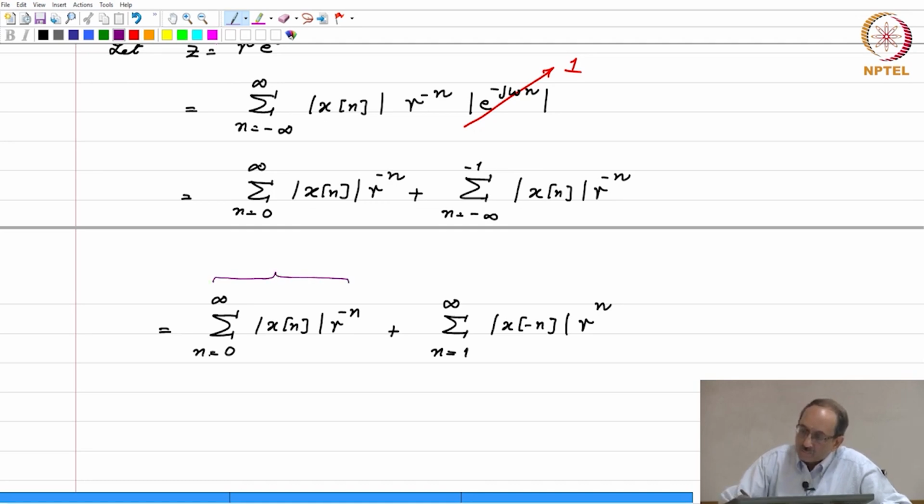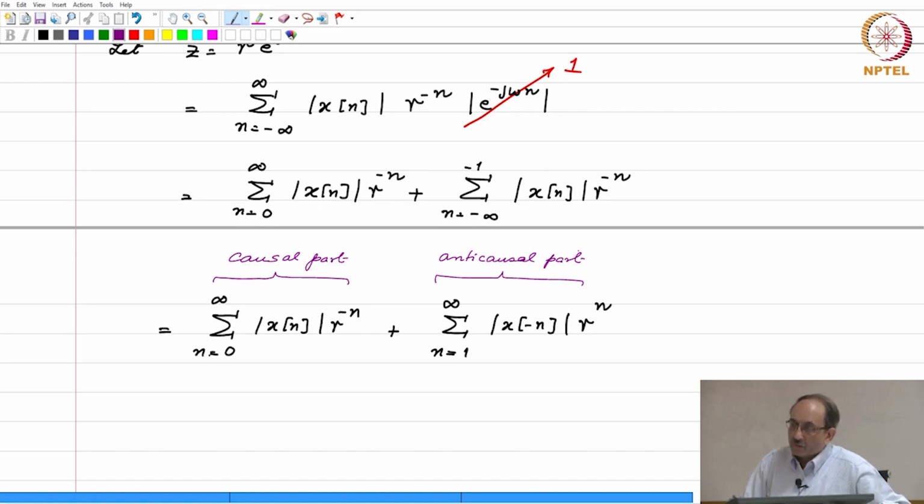This is the causal part, namely the sequence with indices ranging from 0 to infinity, and this is the anti-causal part of the sequence, where recall we are using the term causality that was introduced in terms of systems. We are applying it to a signal. A signal is called causal if it is 0 for n less than 0, and anti-causal if it is 0 for n greater than or equal to 0.